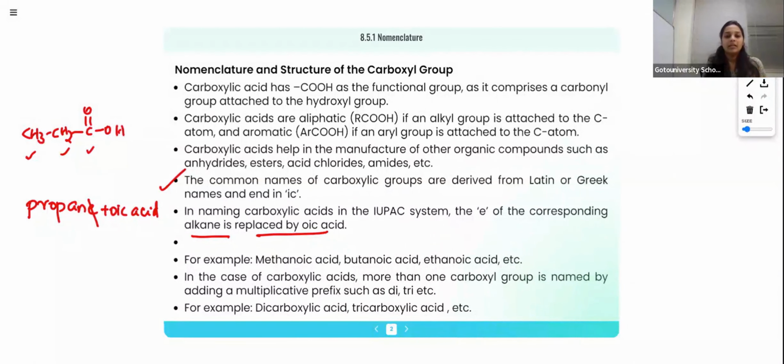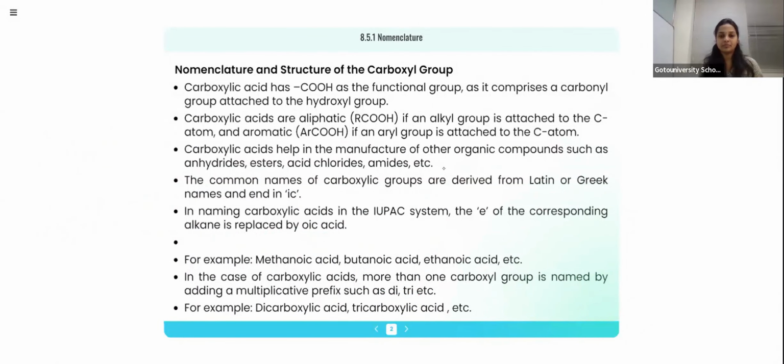Then in case of carboxylic acid, more than one carboxyl group is named by adding a prefix like di, tri. See, in some compounds only one carboxylic group is there, right? In some compounds, there may be more than one carboxylic group. So we have to call it dicarboxylic acid, tricarboxylic acid, like that. Dicarboxylic acid, for example, oxalic acid. That is a common name for it. It's a type of dicarboxylic acid. Understood? So these types of acids are also there, meaning compounds containing more than one carboxylic group.